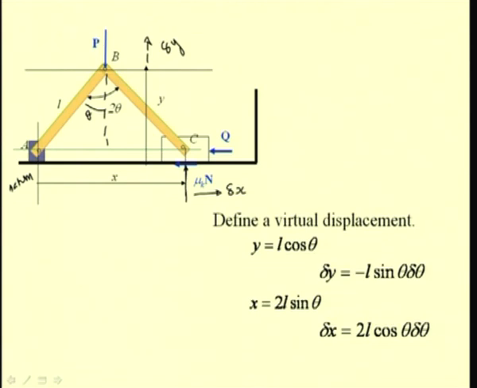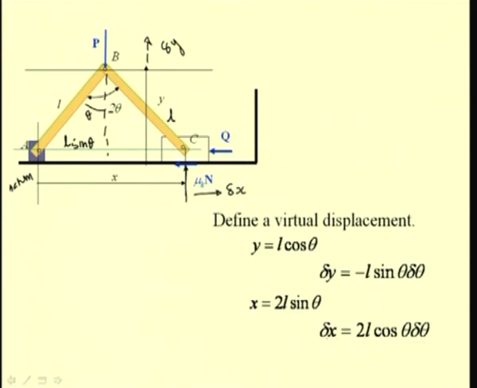Let us now write the virtual displacement for the joint C. We have this value x is equal to 2L sin theta, because this displacement is L sin theta and these two are having same link lengths L and L. So, we have the total distance x as 2L sin theta, and if we differentiate this, we have delta x equal to 2L cos theta delta theta.